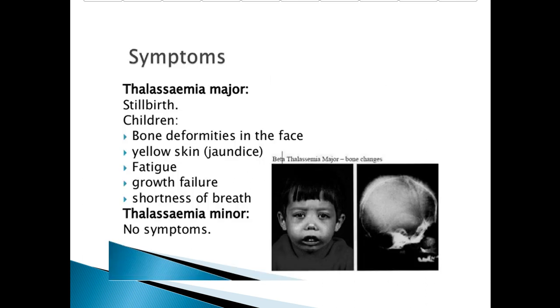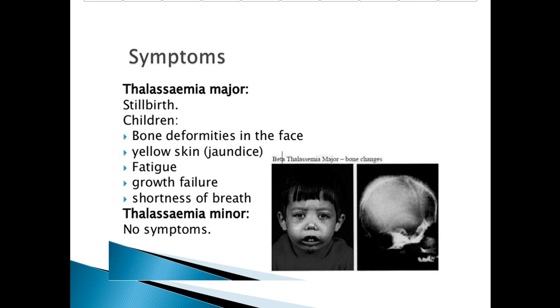Symptoms: there are two types of thalassemia, thalassemia major and minor. In thalassemia major, there are bone deformities in the face in children, while in infants there occurs a stillbirth. In children there is a yellowishness of the skin, that is jaundice, fatigue, growth failure, shortness of breath, while with thalassemia minor there are no symptoms.